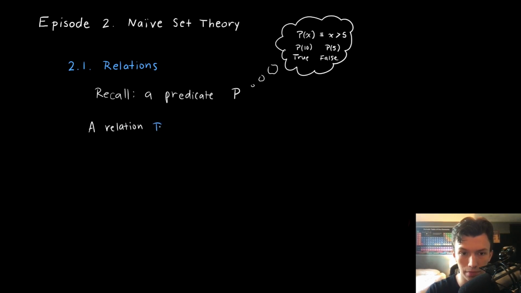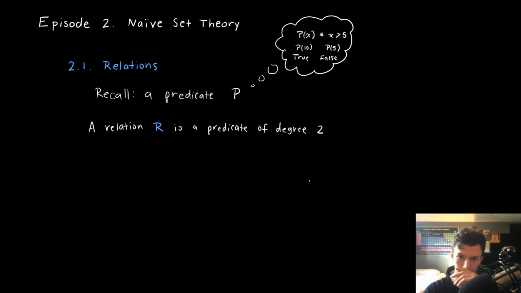So a relation R is a predicate of degree 2. Okay. What this means is that R has two inputs, so we'd write something like R of X comma Y. And this is the thing that's going to be true or false, okay? It depends on two different inputs or two different variables, so it has degree 2.